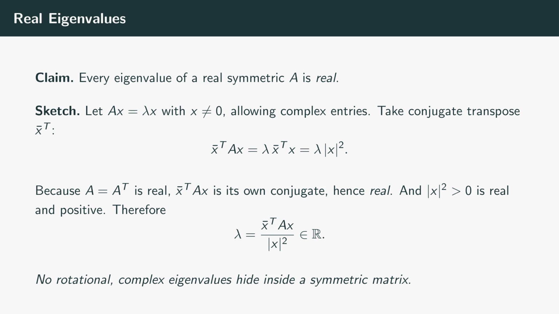Now look at the left side, the conjugate transpose of x times A times x. Because A is real and symmetric, this number turns out to equal its own complex conjugate, and any number equal to its own conjugate must be real. So we have a real number on the left, and lambda times a positive real number on the right. Dividing, lambda has to be real. The punchline: symmetry forbids the rotational complex eigenvalues that general matrices can have. A symmetric matrix never secretly rotates.